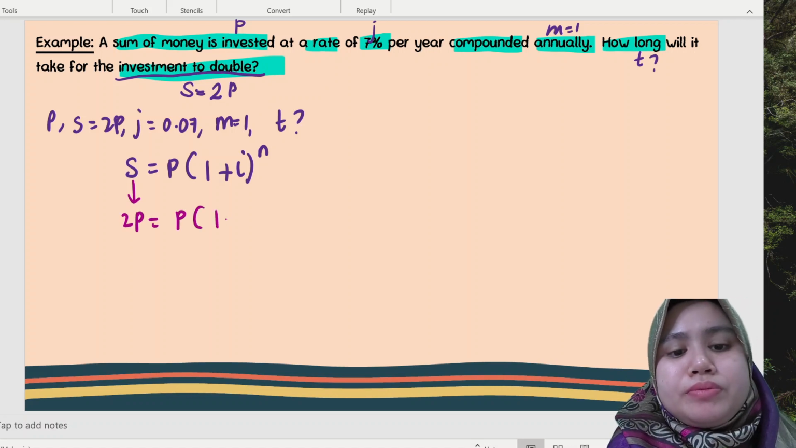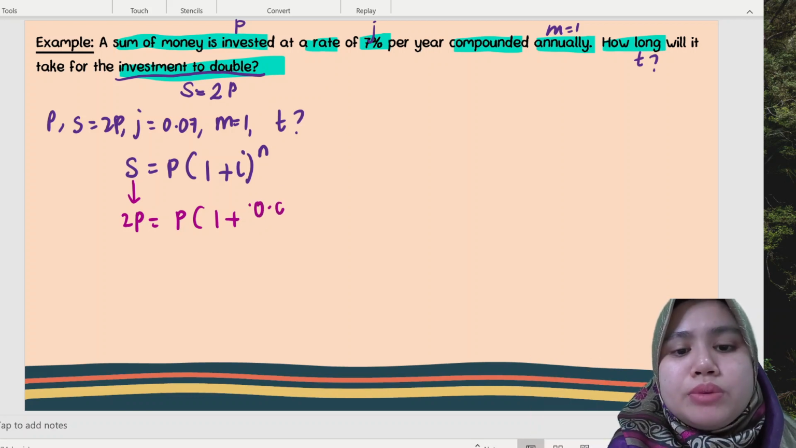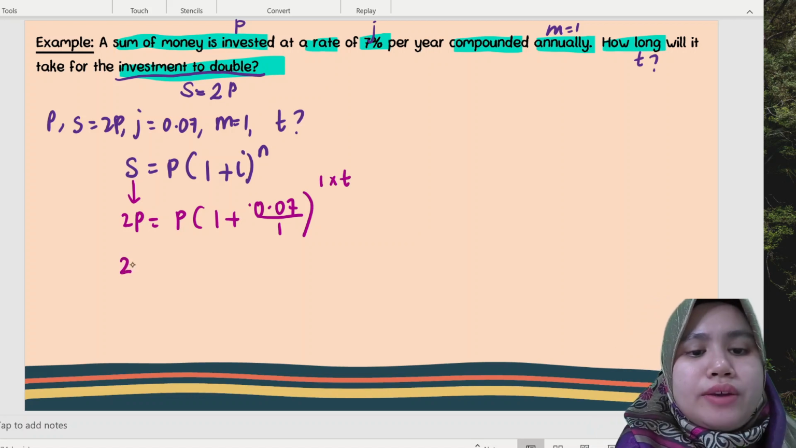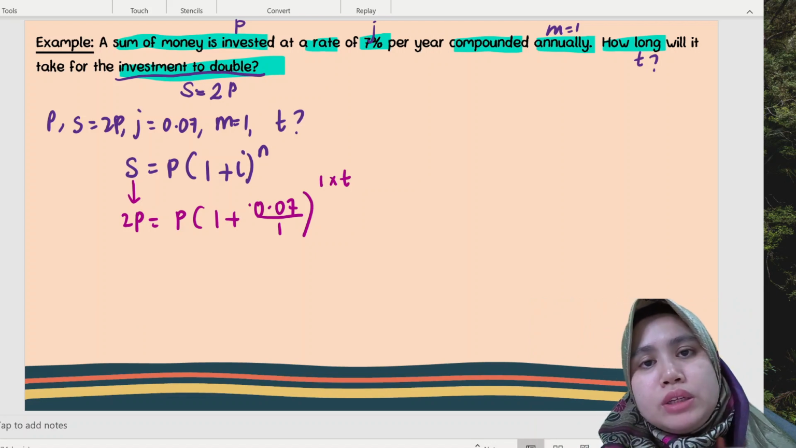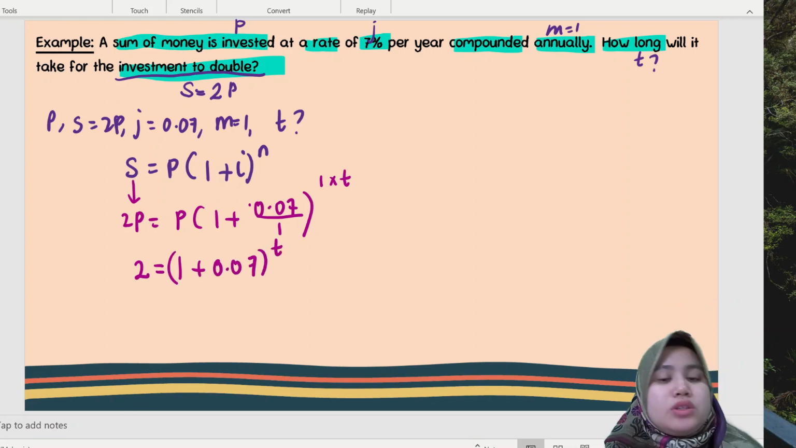Oops, sorry, we have i is our J divided by M, n is our M multiplied with T. Okay, so you have 2P. If you take the P and put on the left side, it will be divided, so at the end you get 2 equals (1 plus 0.07) to the power of T.